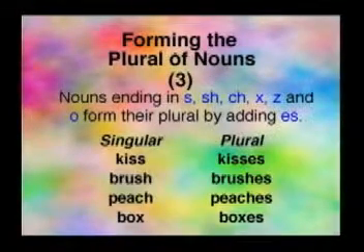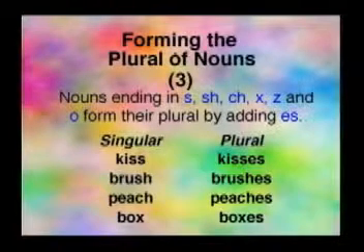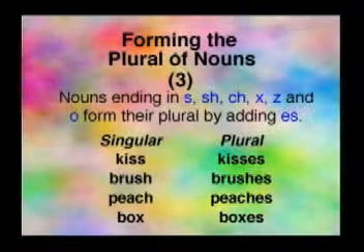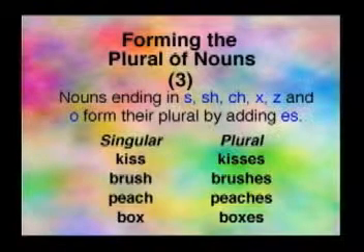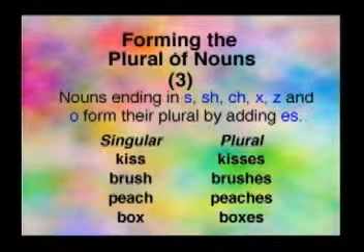Number 3, nouns ending in S, SH, CH, X, Z, and O form their plural by adding ES. For singular, kiss. For plural, kisses. Brush, brushes. Beach, beaches. Box, boxes.